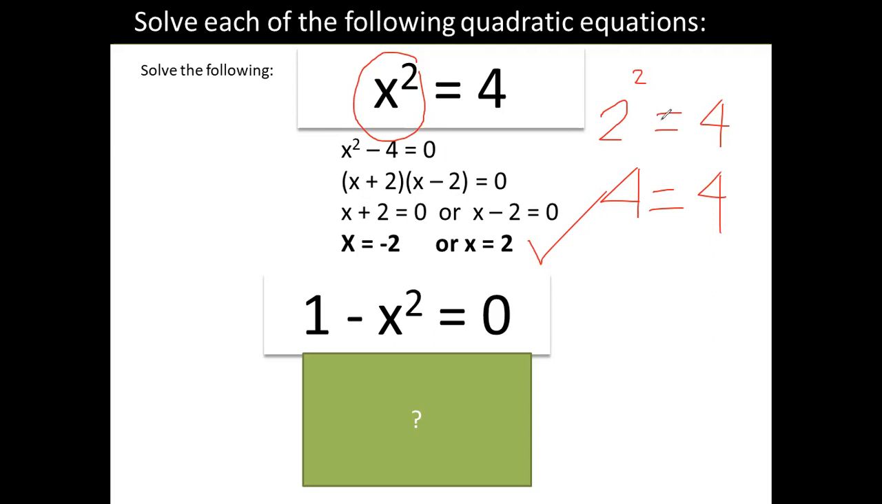All right, look at the next example: 1 minus x squared equals 0. Online, Jam, what are the factors of 1 minus x squared equals 0? Jam? Yes. What are the factors of this one? 1 minus x squared.